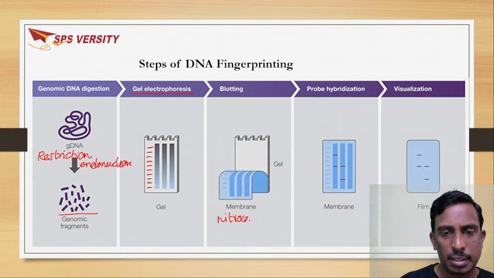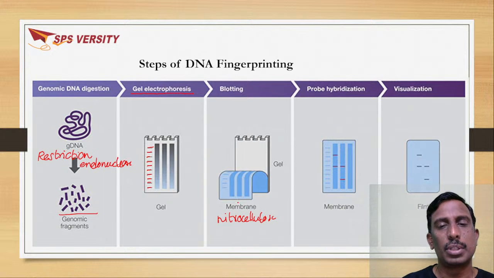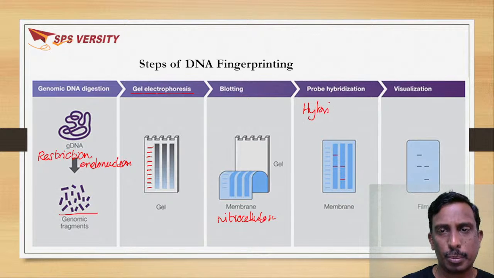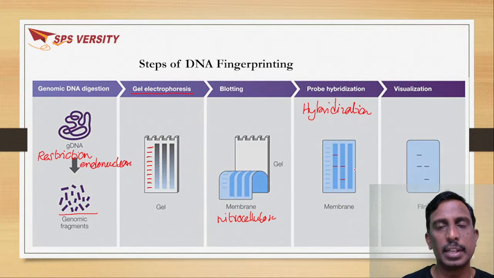From the gel, the DNA fragments are transferred to a nitrocellulose plate. And the next step is hybridization with the help of probes. Probes are single-stranded DNA fragments which are complementary to VNTR. So when they are left, we can see the bands like this.